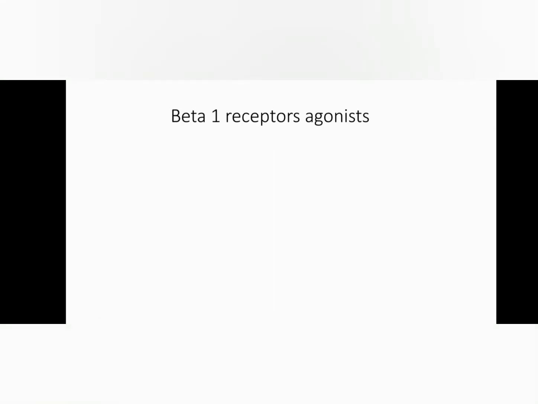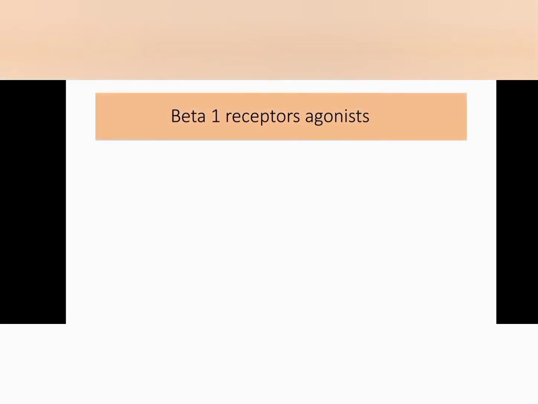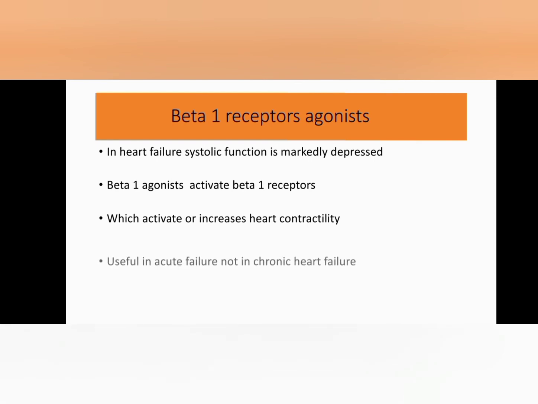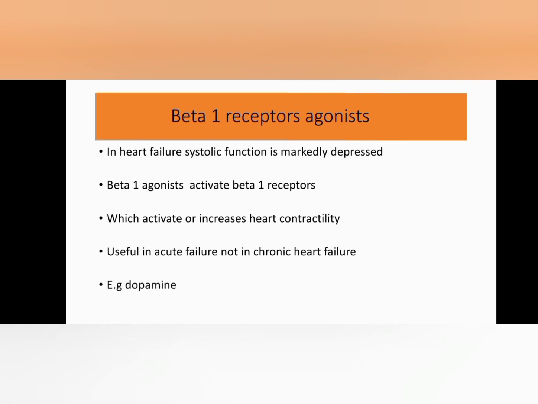Beta 1 agonists. What are beta 1 receptor agonists? Beta 1 agonists are those drugs which stimulate beta 1 receptors. So like cardiac glycosides, they will stimulate cardiac contractility. These types of drugs are used in acute heart failure. In heart failure, systolic function is markedly depressed. So beta 1 agonists activate beta 1 receptors, which increases heart contractility. These are useful in acute failure, not in chronic failure. An example is dopamine.